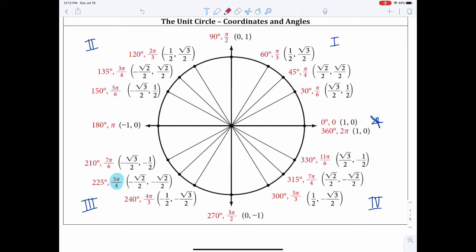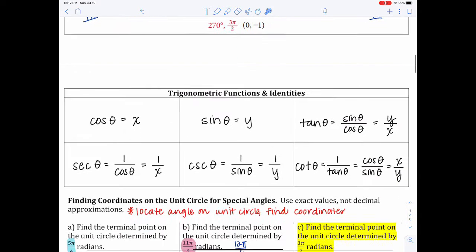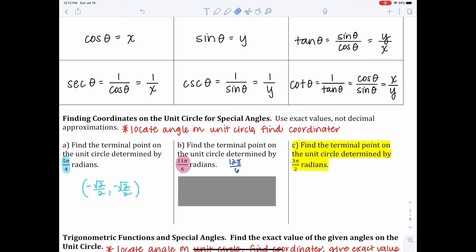So we know that 11 pi over 6 is this angle measurement, and we want to report back this point right here, which is square root of 3 over 2, comma, negative 1/2. So that is our answer for the second one: square root of 3 over 2, comma, negative 1/2. At this time, please pause the video and attempt example C on your own. You're looking for 3 pi over 2 radians. If you'd rather convert that to a mixed number, remember that is 1.5 pi.